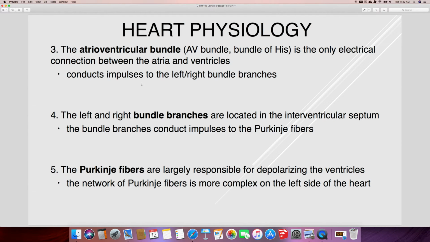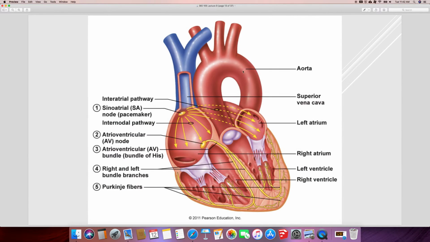And the big takeaway with the AV bundle is that this is the only electrical connection between the atria and the ventricles. Okay. Now from the AV bundle, we go to the left and right bundle branches, which we find in the interventricular septum, and they conduct these impulses down to the Purkinje fibers. And the Purkinje fibers are going to be responsible for depolarizing the ventricles. And those are the big takeaways that you should be familiar with.